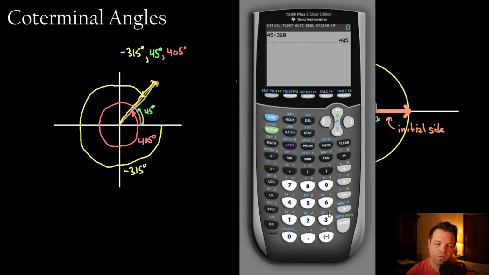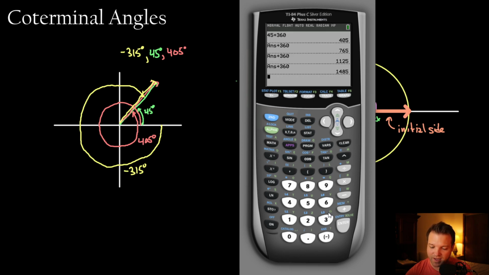Well, what if I went around another 360 degrees? Let's add another 360 degrees. Well, that's 765 degrees. So 765 degrees is also coterminal. And if I added another 360 degrees, then 1125 degrees is also coterminal. These all end up at the exact same location on the terminal side. And you can keep going. So the answer to how many are there? Well, there's an infinite number.